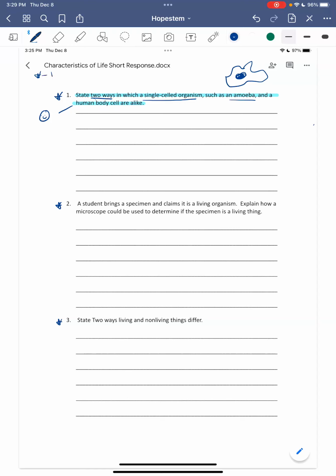We know that all living things reproduce. All living things need energy. All living things excrete waste. All living things are made up of cells. All living things keep a stable internal environment, and that is homeostasis.